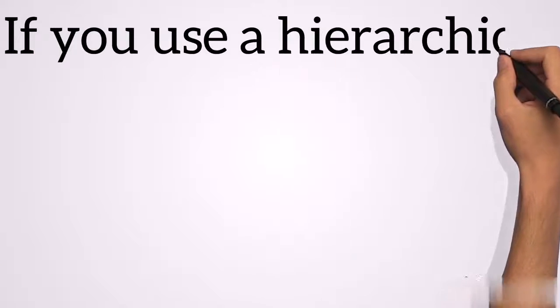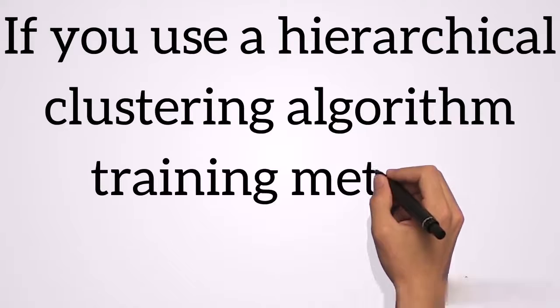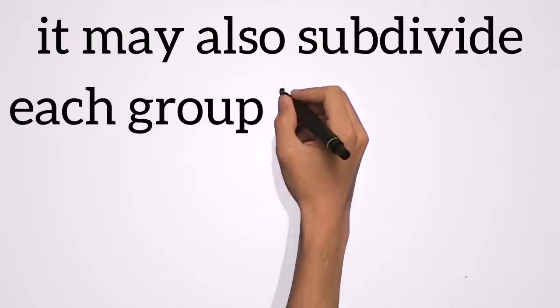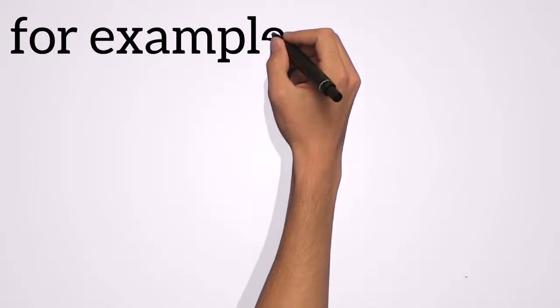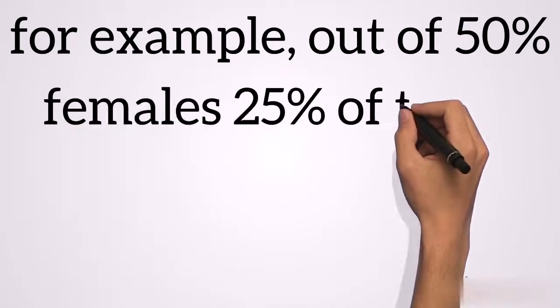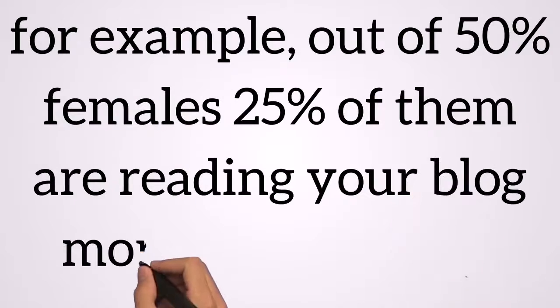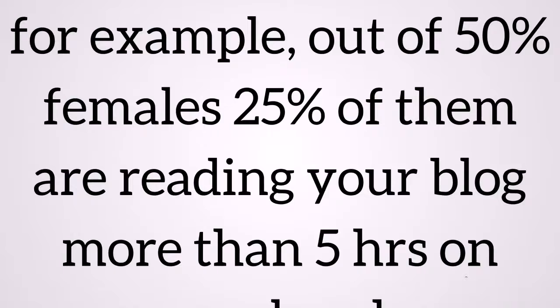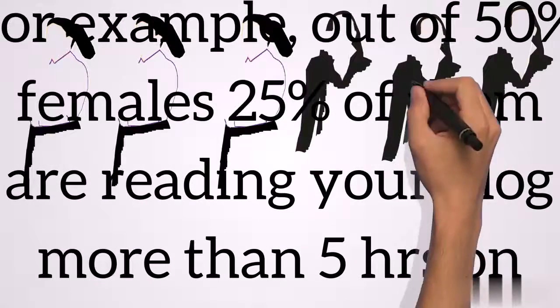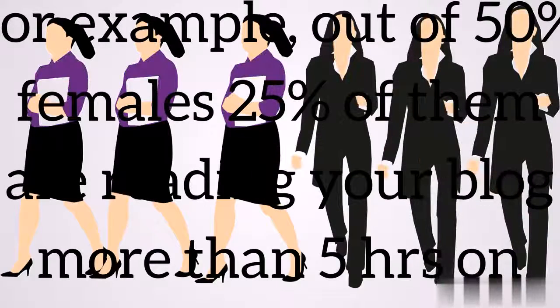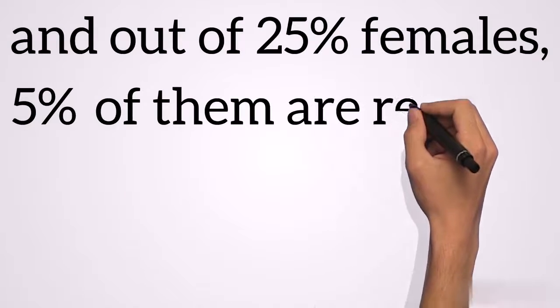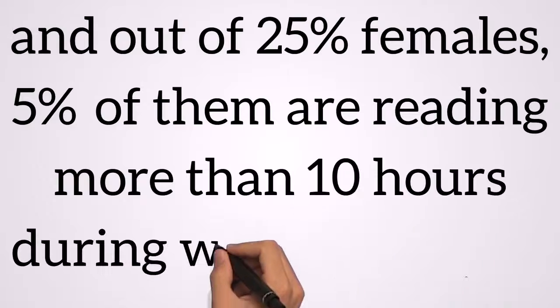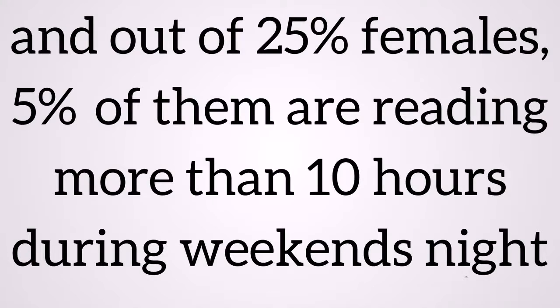If you use a hierarchical clustering algorithm training method, it may also subdivide each group into smaller groups. For example, out of 50% females, 25% of them are reading your blog for more than 5 hours on a weekend. And out of 25% females, 5% of them are reading more than 10 hours during weekend nights.